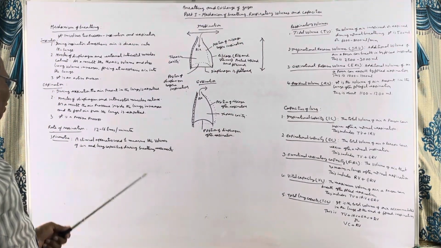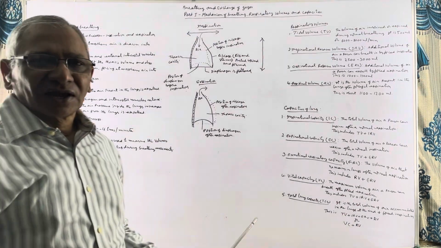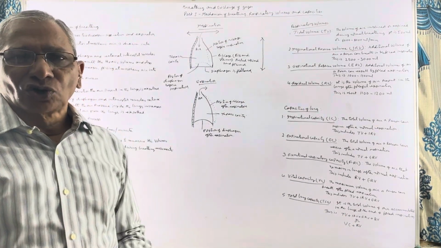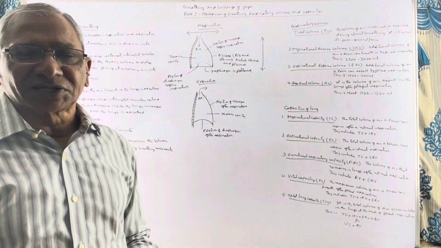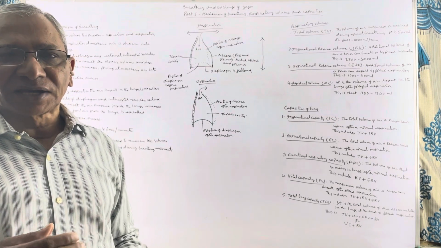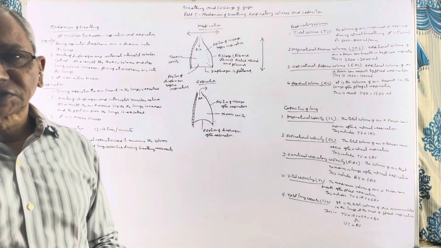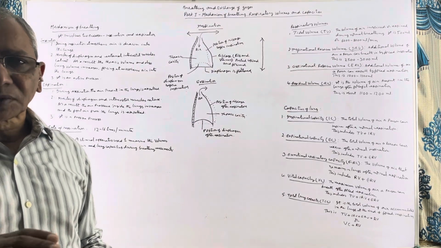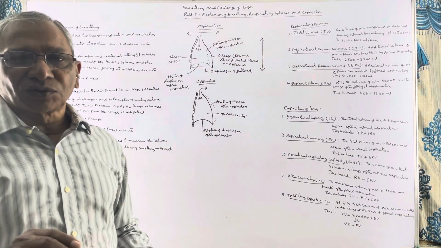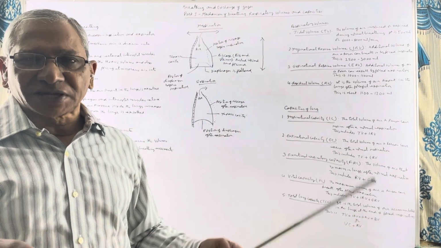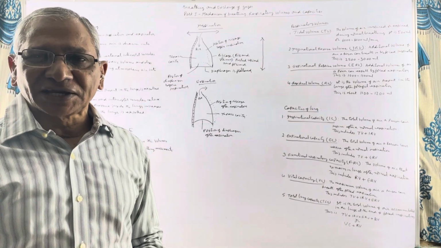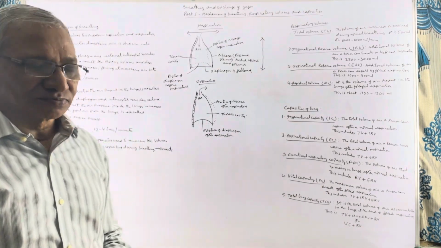The rate of respiration in human beings under normal conditions is 12 to 16 times per minute. So, we breathe in and out air 12 to 16 times per minute under normal circumstances. Whenever we are doing some work or climbing steps or climbing mountains, the rate of respiration goes up.